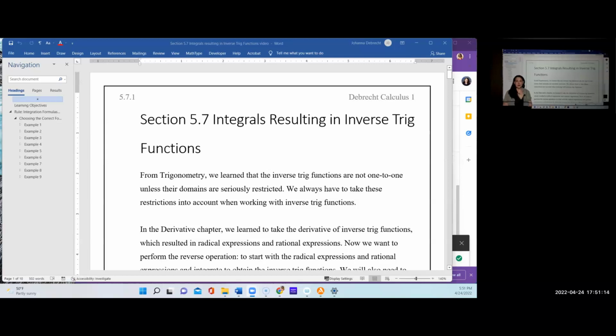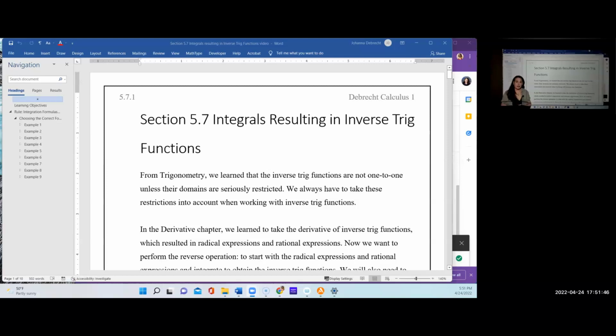In this video, we want to think about integrals where the antiderivative function results in some kind of inverse trig function. Now, you'll remember from trigonometry that the inverse trig functions are not one-to-one unless their domains are severely restricted. For arcsine, that meant between negative pi over 2 and pi over 2. For arctangent, it went from negative pi over 2 to pi over 2 as well, but didn't include the endpoints negative pi over 2 and pi over 2.